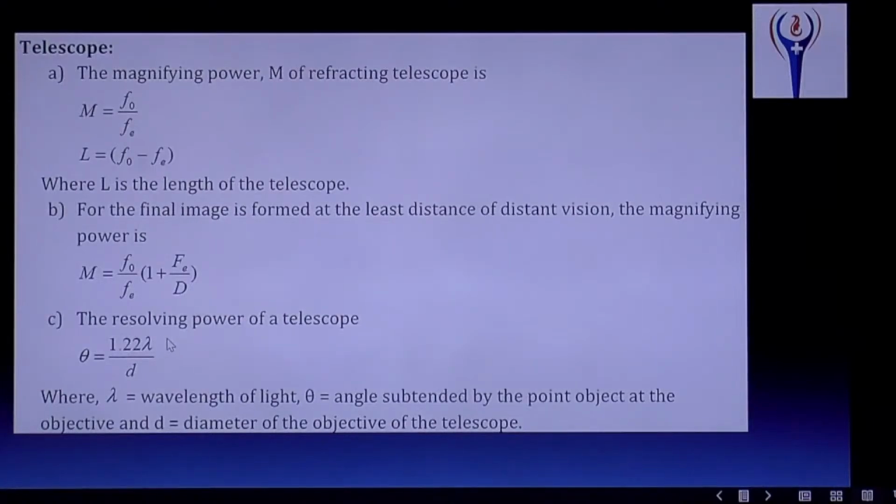What is resolving power? Resolving power means two closer objects appear as separable ones. For example, at night you are looking at the stars in your sky. Suppose one star appears there, you are looking at one star. And if you use a telescope with high resolving power, it may show some 10 stars or 20 stars. So closer objects appearing as separable ones is called resolving power.